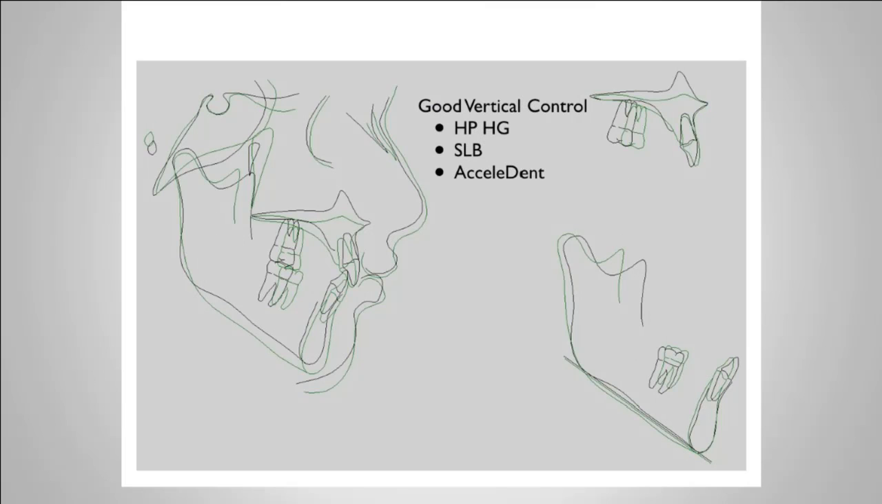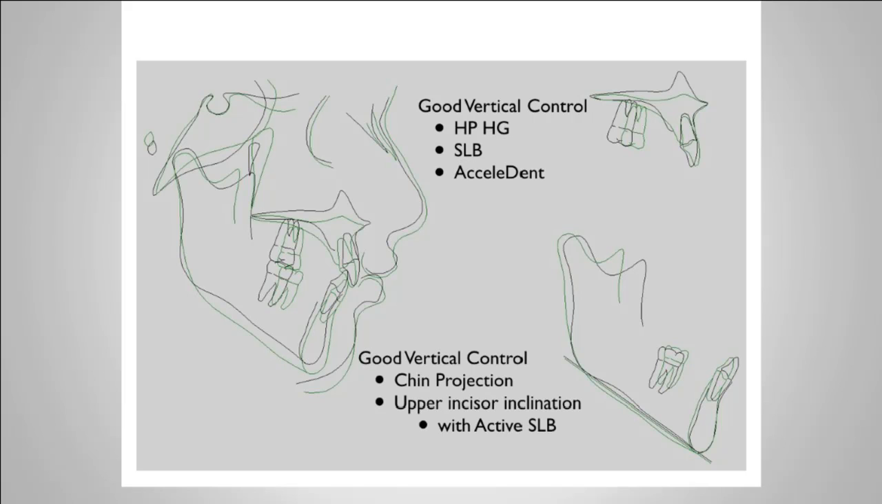Our superimposition showed that yes, we extracted, but we didn't retract. We held the vertical with the nighttime high pull headgear, the self-ligation brackets, and Excelodent. All those factors kept upper molars up and lower molars from extruding very minimally. We got maximum chin projection and a relaxed soft profile.